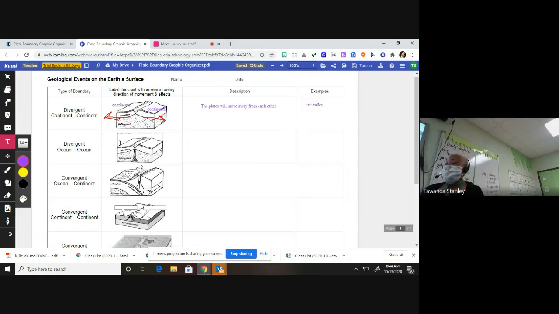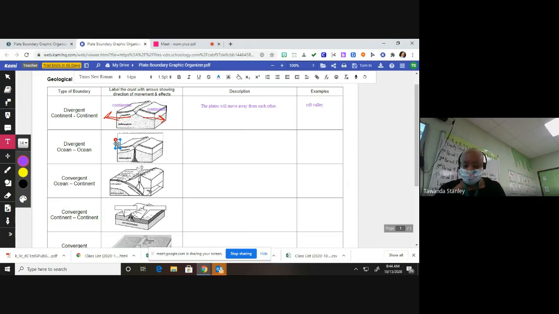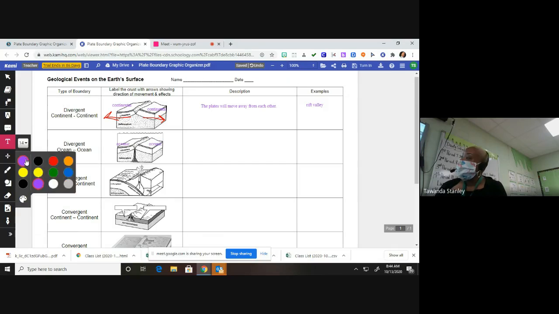Then we're going to do the same thing like we did on the last one. This is divergent, and because it's divergent, the arrows are going to go away from each other. The only difference is the first example was divergent continental. This is an example of divergent oceanic. So these two pieces of crust are going to be oceanic. I'm going to type that down and draw my arrows.